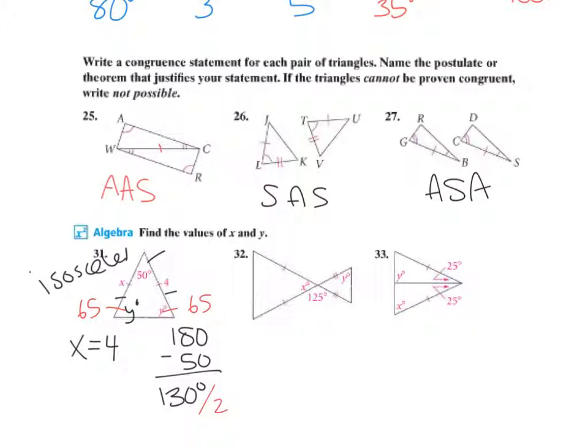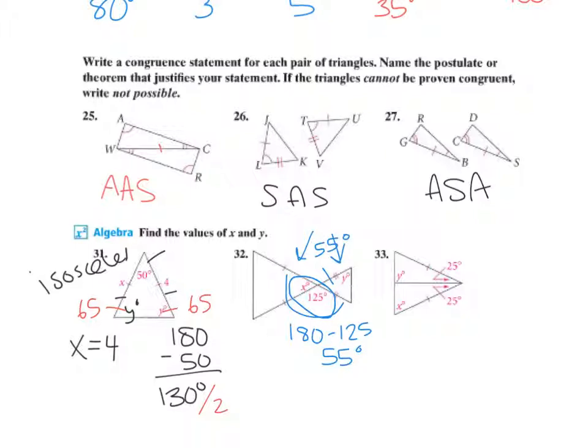And then number 32, these are 2 sets of isosceles triangles. This one's isosceles, this one's isosceles. So to figure out what X is, these 2 make a line. So X is 180 minus 125. So X is 55 degrees. So that means that this triangle right here has to be 55 degrees as well.